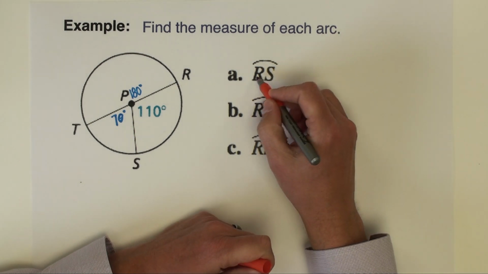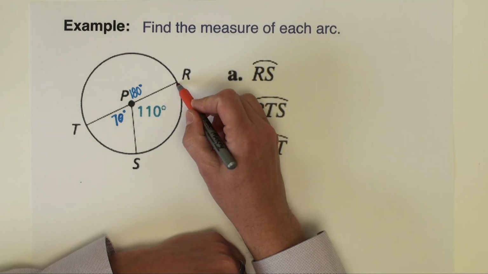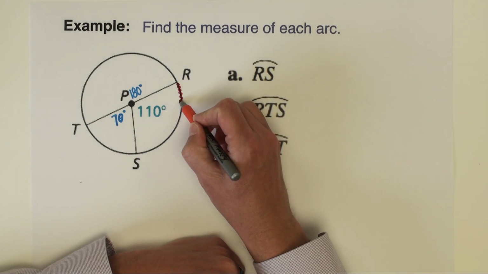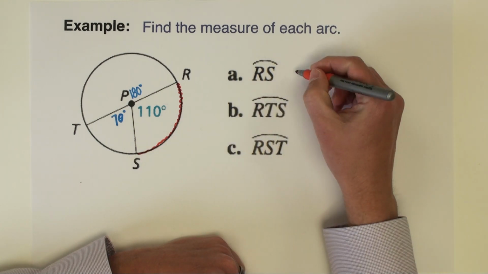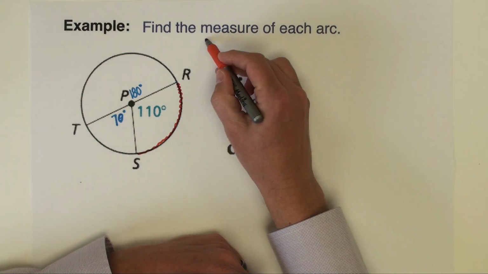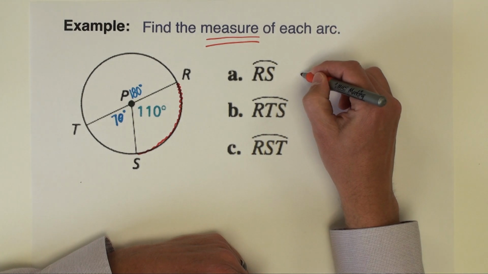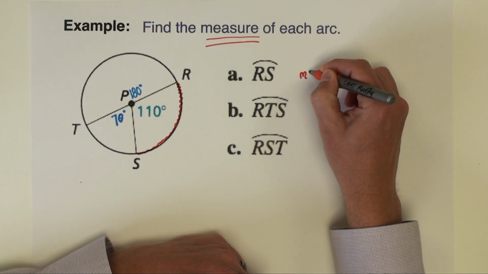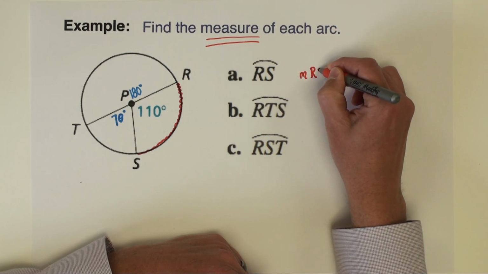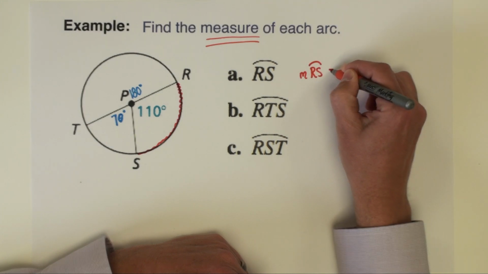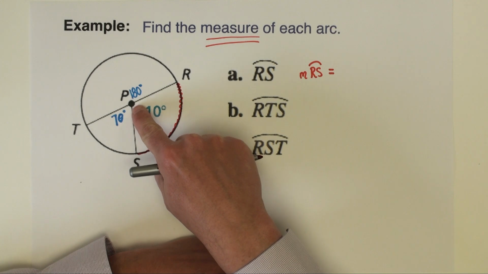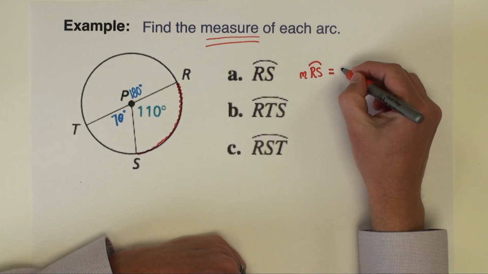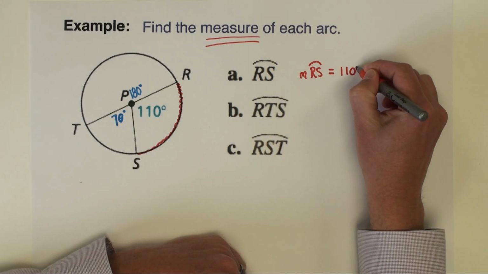The first one, RS. RS is starting here at R and going around to S. The measure of RS, and if I want to indicate measure, the way I do that is like this. I'm going to say little m means measure, RS, like that. And the measure of this arc is the same as the measure of the angle that forms this arc. So it's going to be 110 degrees.